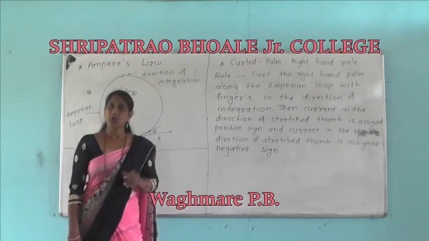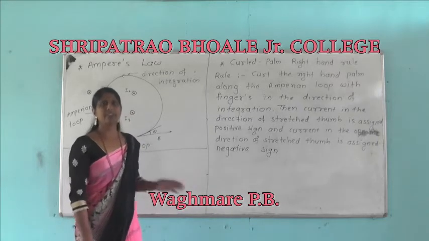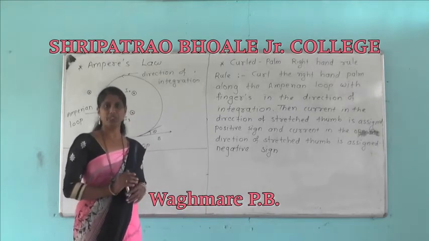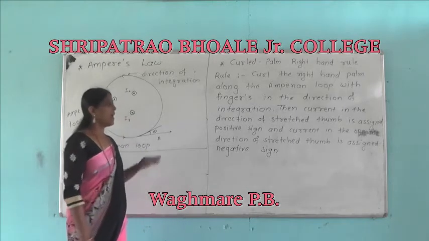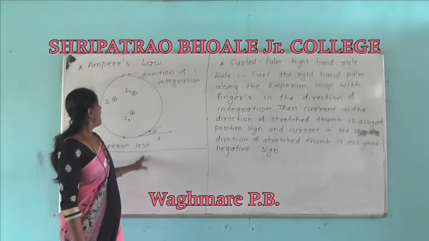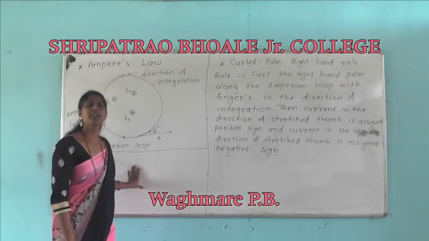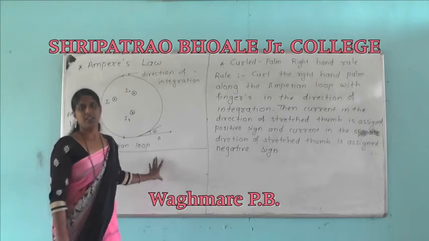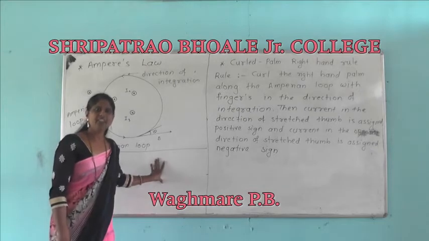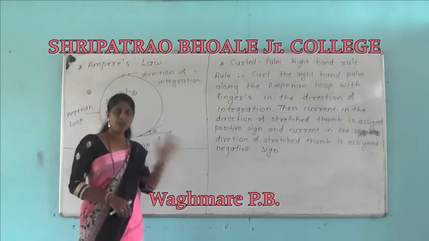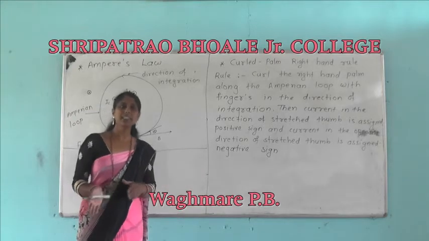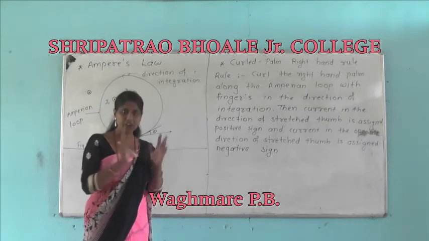And we know that the Biot-Savart law is related to magnetostatics, and this Ampere's law is related to the magnetic field due to the distribution of currents, not distribution of charge, but due to the distribution of currents.